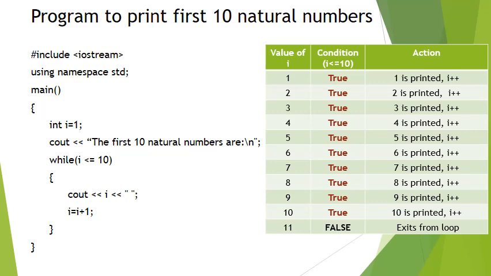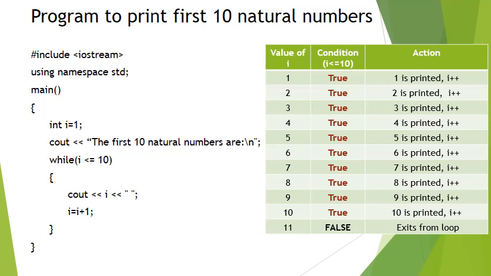Now the value of i is 3. Again the condition is checked. 3 is less than or equal to 10. The condition is true and 3 is printed. If we proceed in this way, suppose the value of i becomes 9, it will check the condition 9 less than or equal to 10. The condition is true and 9 is printed and now the value of i is incremented by 1. That is, now the new value of i is 10.